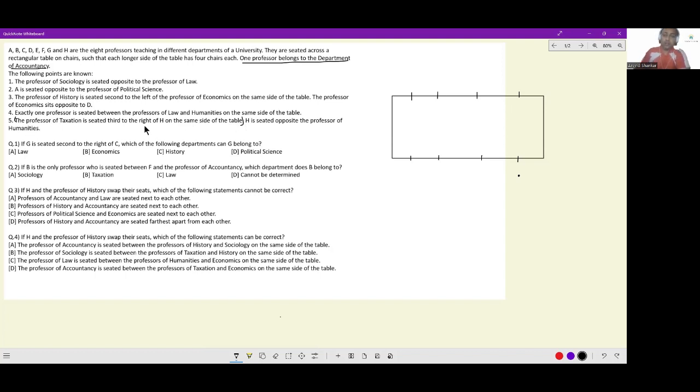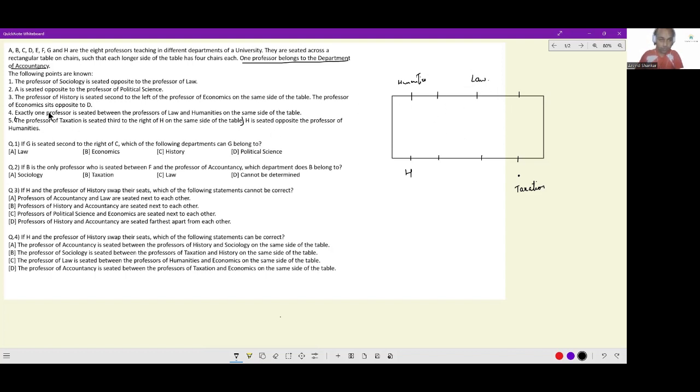See, if somebody is seated third to the right, it means these two are the 2 extreme people. So let's see if I place H here. The professor of taxation is seated third to the right of H. So this point here is for professor of taxation. This is done. H is seated opposite the professor of humanities. That is also nice. Humanities fellow is here. Now, we were told something about humanities. Exactly one professor is seated between professors of law and humanities on the same side of the table. So if humanities is here, law has to be here.